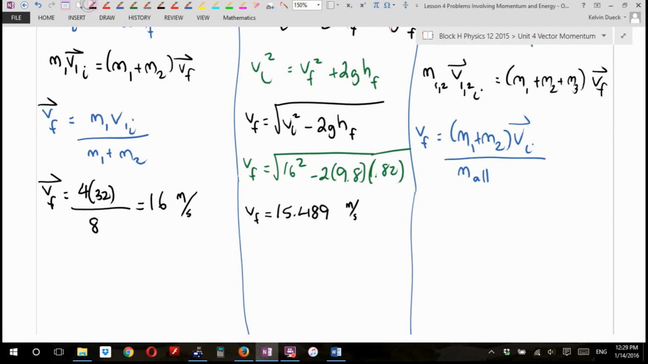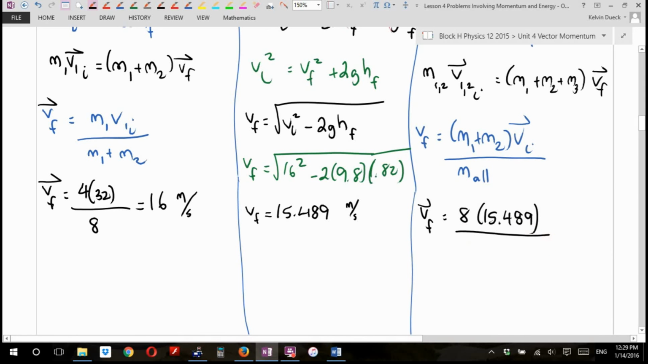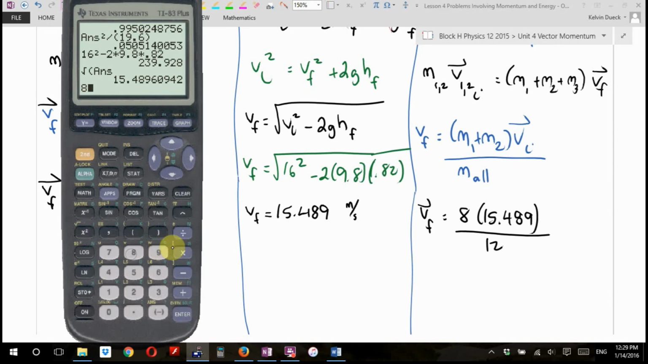Let's plug in numbers. I think this is what the question wanted us to find. Mass 1 plus mass 2 is 8, right? Times 15.489, although I'll use my answer button, divided by the mass of all three of them stuck together, 12? That's kind of nice. 8 times answer button divided by 12 is 10.3. Yay!